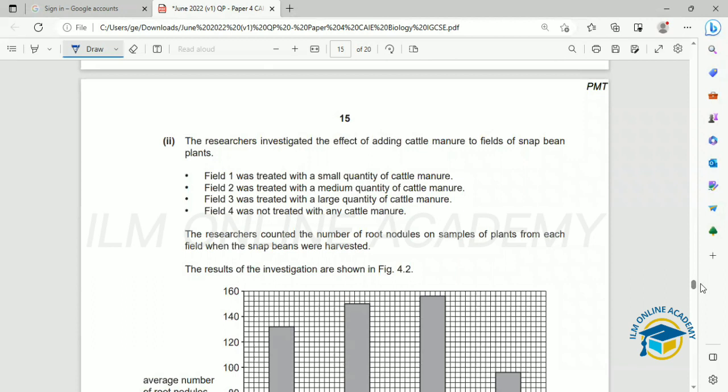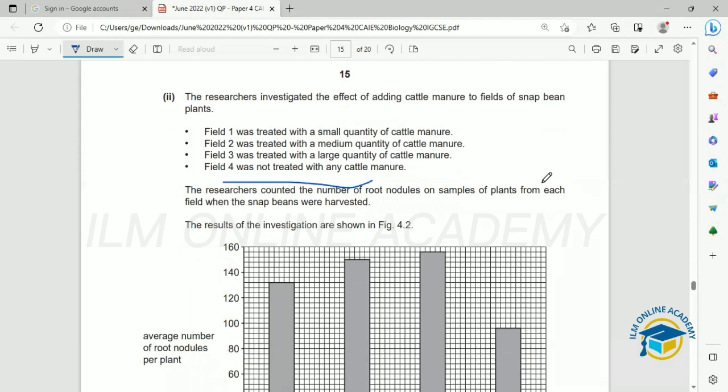Then the researcher investigated the effect of adding cattle manure to fields of snap bean plants. Field one was treated with a small quantity of cattle manure. Field two was treated with a medium quantity of cattle manure. Field three was treated with a large quantity of cattle manure, and field four was not treated with cattle manure. And let's see the graph.